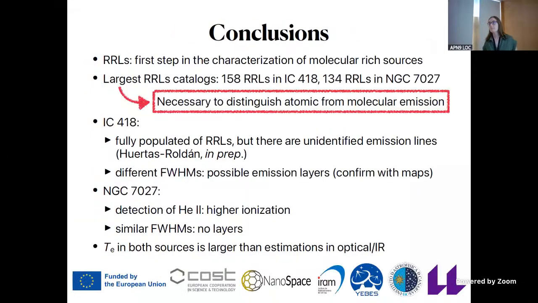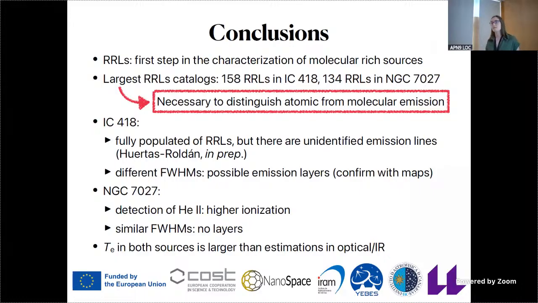So yeah, here is the summary of our paper. We have found a significantly high number of radio recombination lines, and these kinds of lines are very important in the characterization of the chemical content of any source that we are investigating. These are the numbers of the detections, quite high, as I told you, and focusing again on each source, we concluded that IC 418 is really populated with radio recombination lines.